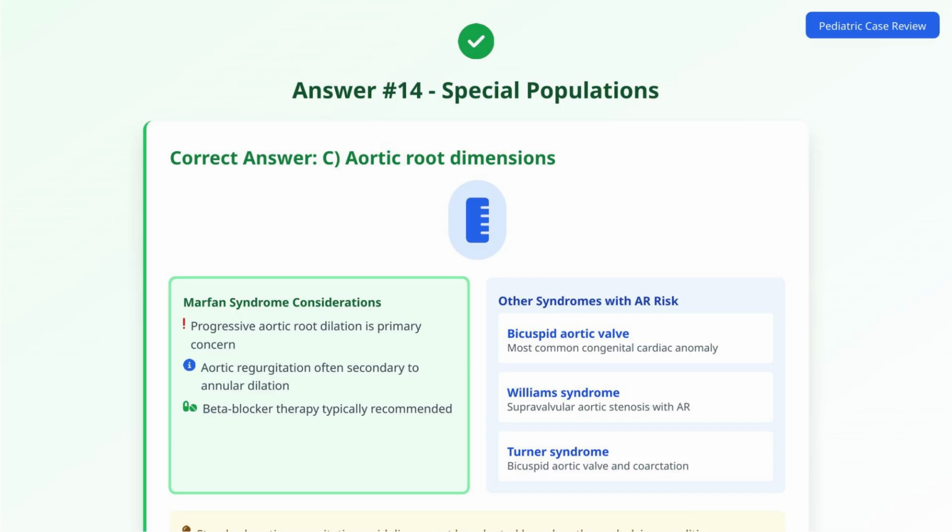In patients with Marfan syndrome, progressive aortic root dilation is the primary concern and requires close monitoring. Aortic regurgitation in these patients is often secondary to annular dilation rather than primary valve pathology. Beta blocker therapy is typically recommended to slow aortic root growth. Other conditions requiring special consideration include bicuspid aortic valve, Williams syndrome, and Turner syndrome, each with unique monitoring and management approaches. Standard aortic regurgitation guidelines must be adapted based on the underlying condition.